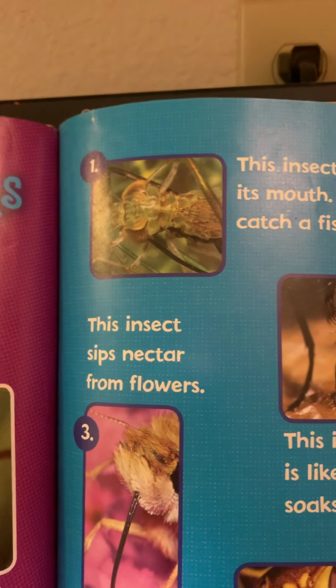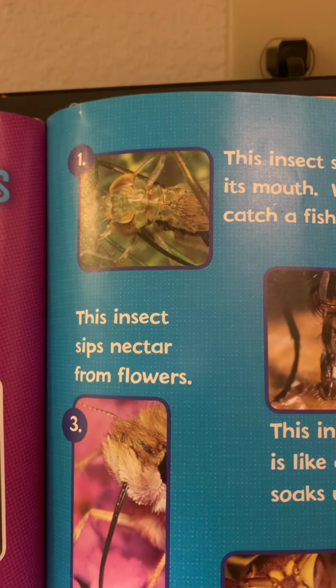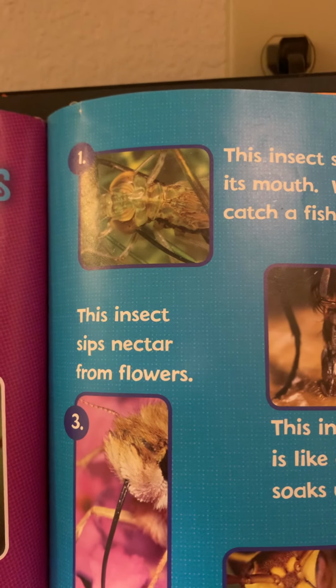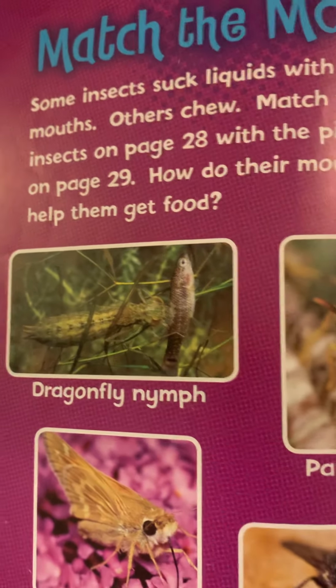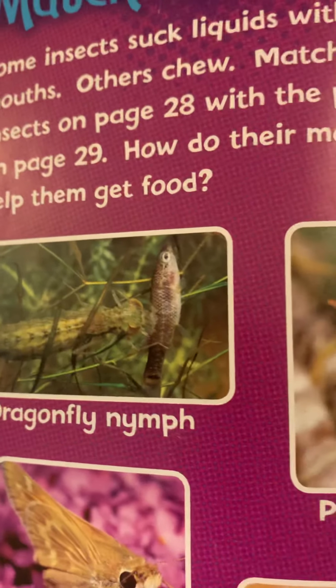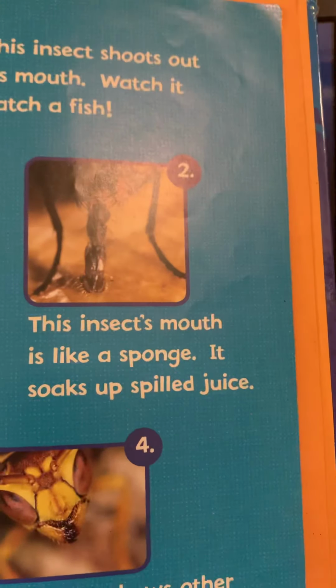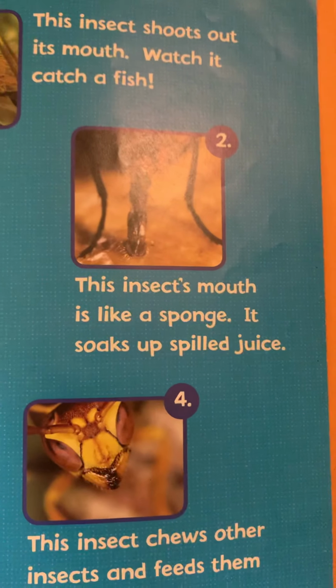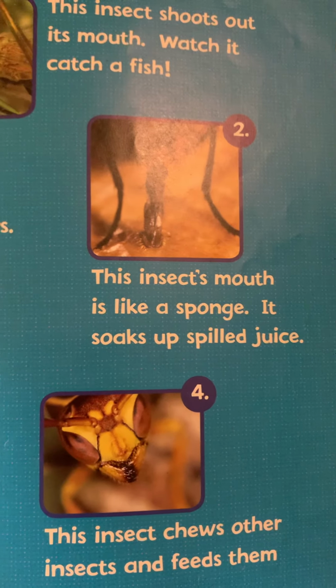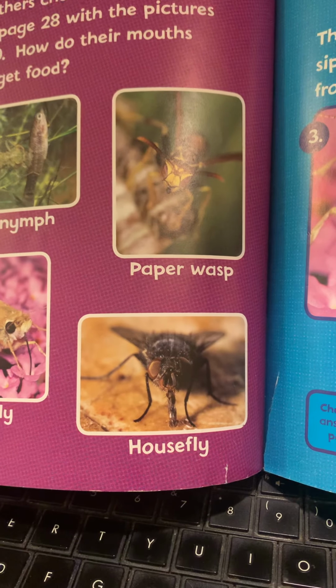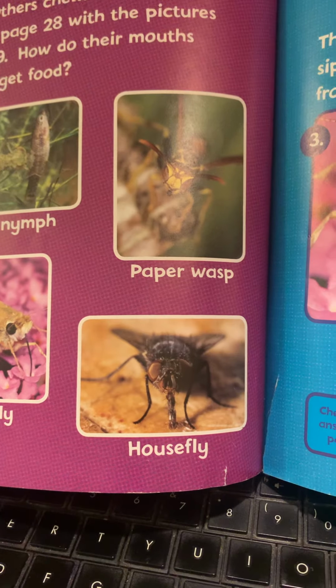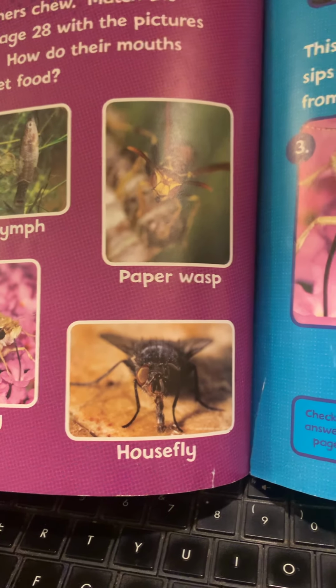Well, number 1, this insect shoots out its mouth. Watch it catch a fish. Oh, that has to be the dragonfly nymph, because look at that fish. And number 2, this insect's mouth is like a sponge and soaks up spilled juice. That has to be a housefly. We don't like them because they sort of spread germs, but here it is soaking up spilled juice.